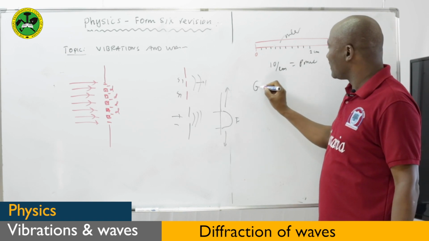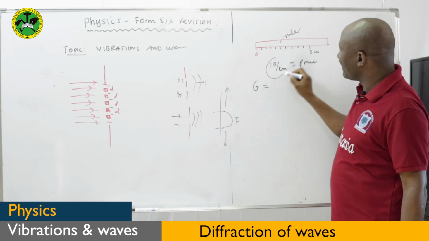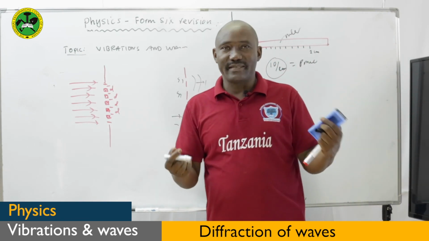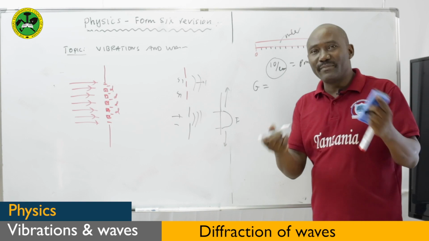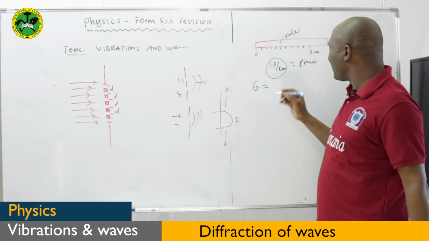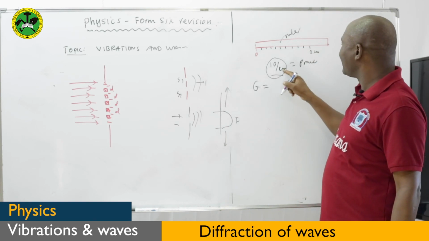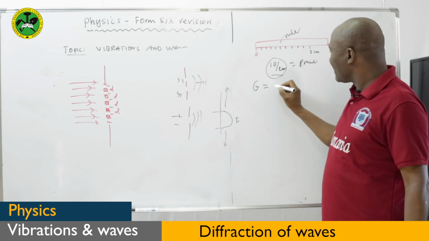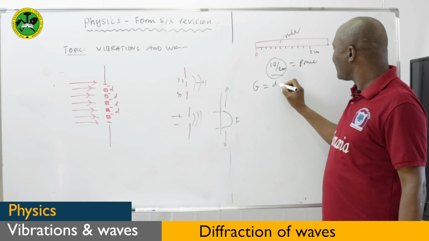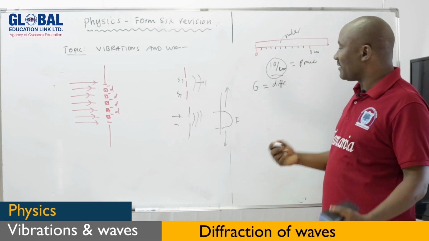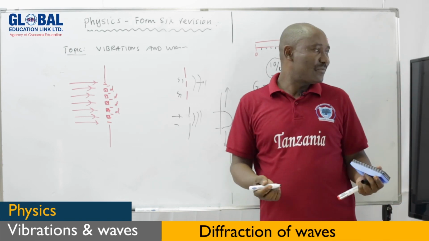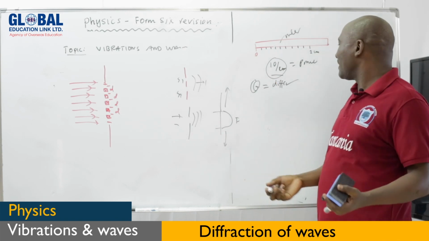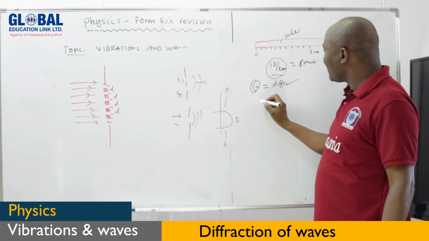It's given the name G. So G is given depending on the number of slits it contains within a millimeter or within 1 centimeter. For example, here within 1 centimeter we have 10 slits. That is the power of the diffraction grating. It is given as the number of lines per millimeter or per centimeter. So from there you can find the size.